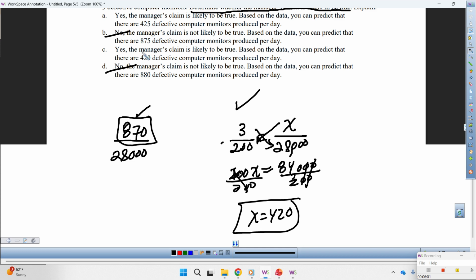So let's look at C. Yes, the manager's claim to be true based on the data. You can predict that there are 420 defective monitors produced per day. So the correct answer is C. Does everybody see what we did? All right, make sure you make some notes on that.